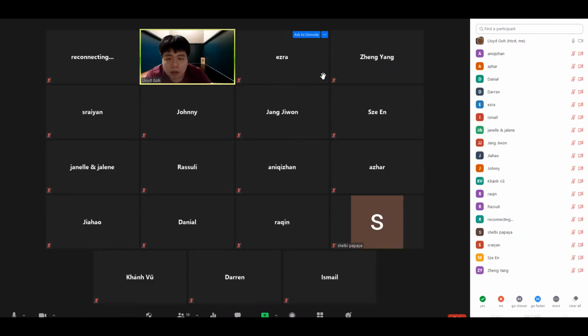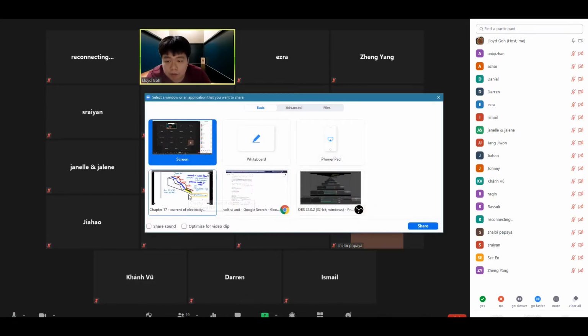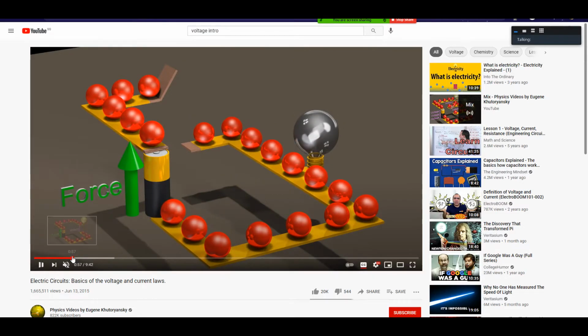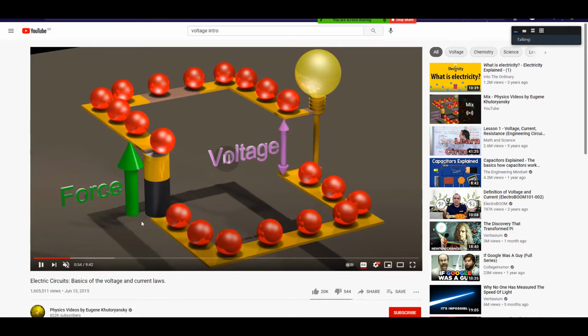Let me just show you all a simple animation over here. This is something like how the electrons will flow. You see, this is not force, by the way. Don't think of this as force. This is basically the energy that the battery will give to each electron. You can consider the red balls as either electrons or charge, but if you think of it as charge, remember it's a lot of electrons.